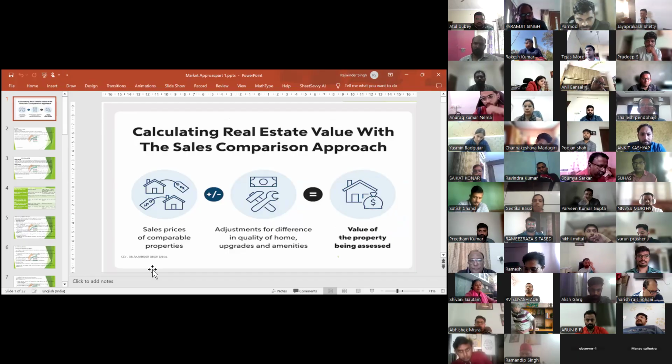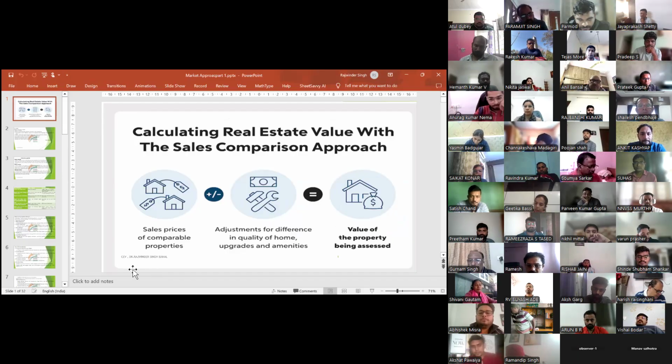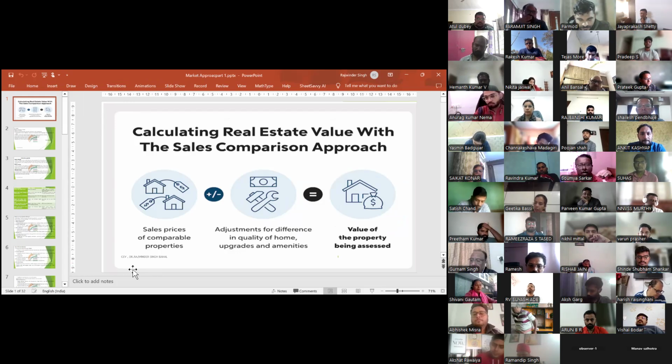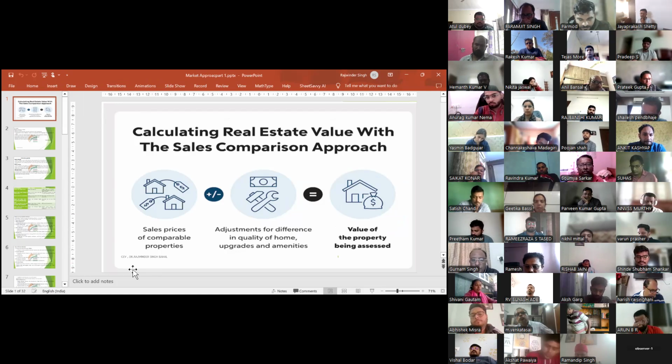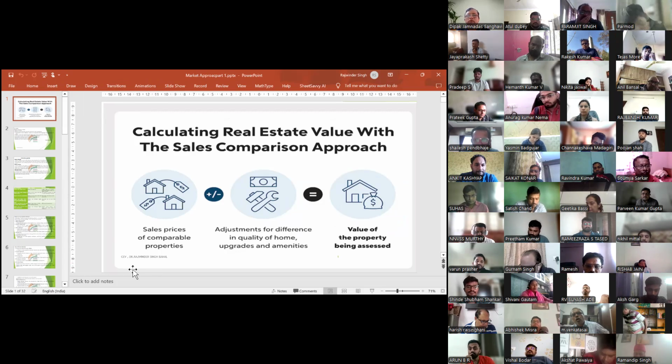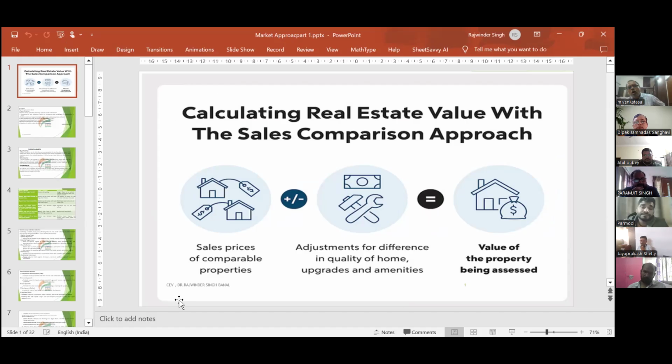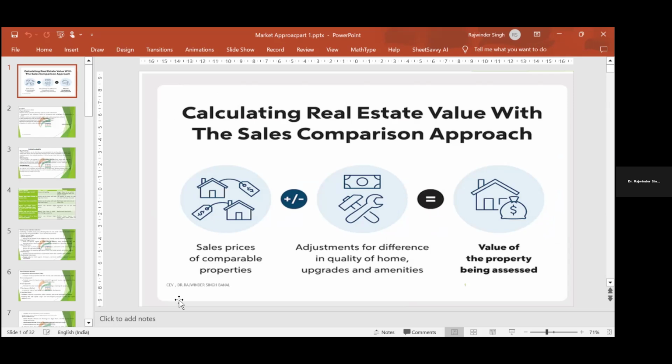Okay, friends. Next topic in our syllabus is market approach. This is the base approach which may be used in income approach also, and in the cost approach also, many times when you have to find market rent. The same procedure which is followed for calculating the market value of the property is followed for calculating the market rent of the property.